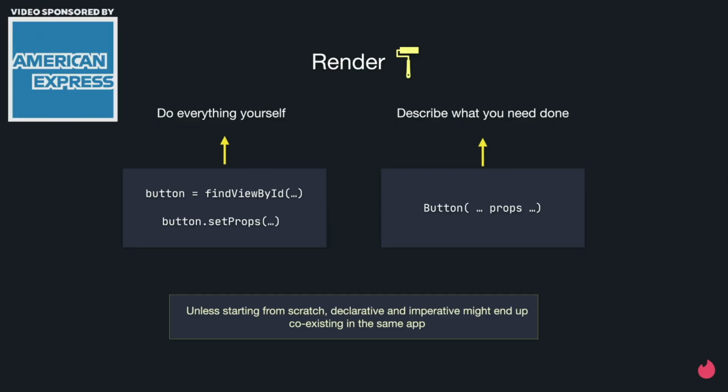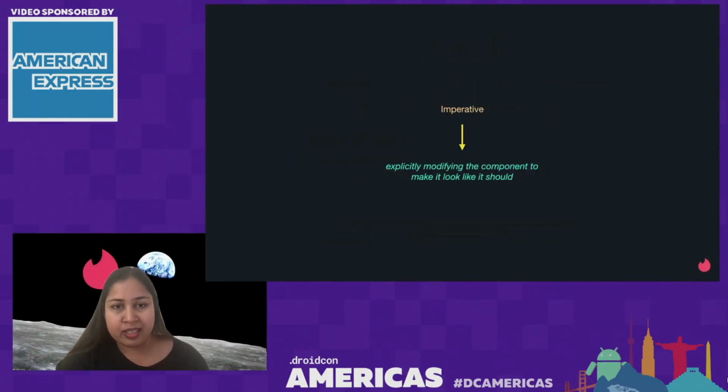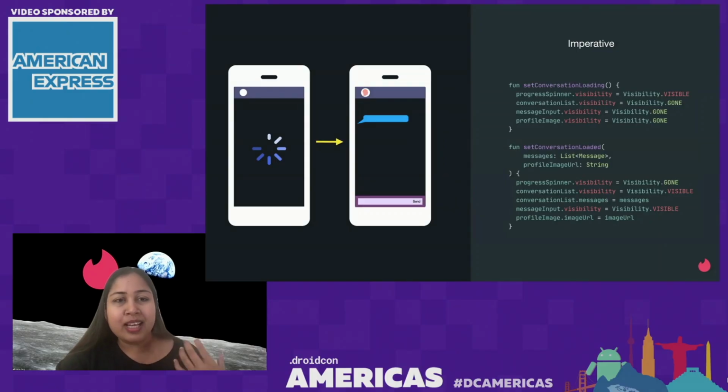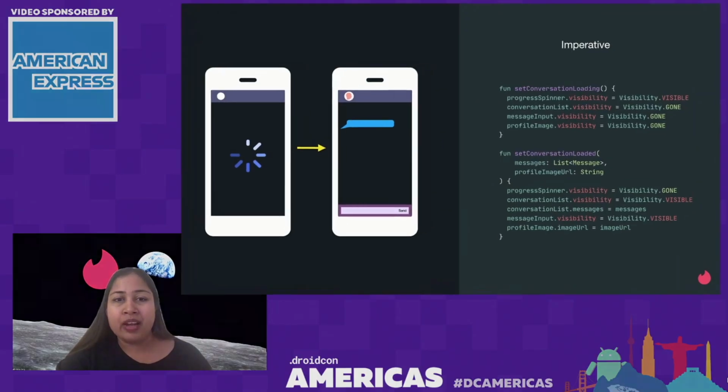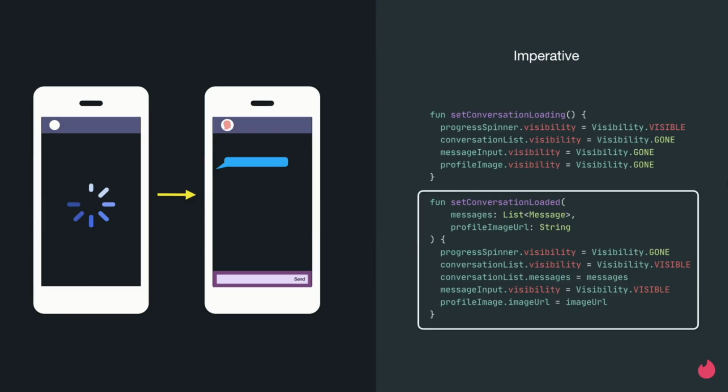So in the imperative style, you would explicitly tell the component how it should look by explicitly modifying it. Here, both the data flow and the control flow are coupled. Let's take a typical example where we show a loading screen, and after a successful fetch, we show the list of conversations. Most of the time, this is how we configure a view imperatively by changing its properties. We have two functions here to change the UI from loading to loaded. And in each function, we are making explicit changes to the individual views to toggle their properties.